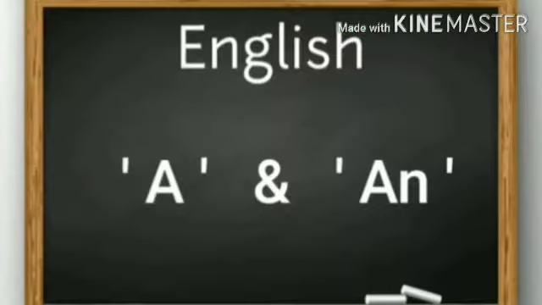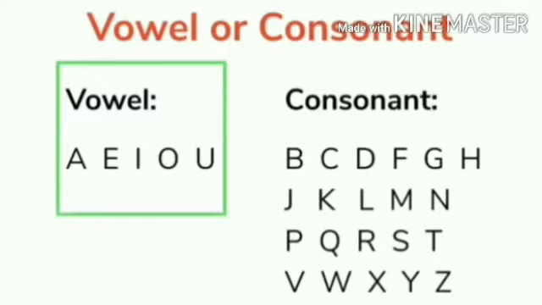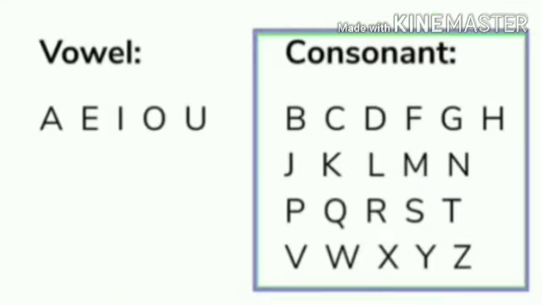Children, as we all know, in the English alphabet we have 26 letters. How many letters? Total 26 letters. And out of 26 letters, letters A, E, I, O, U are called vowels and the rest of the letters are called consonants. Okay?